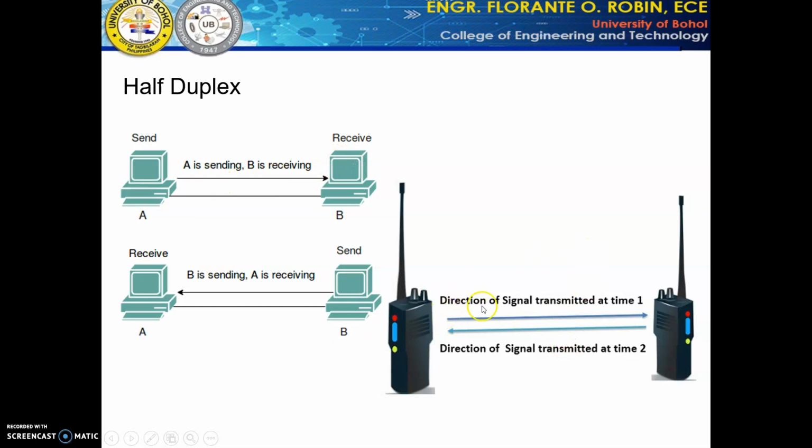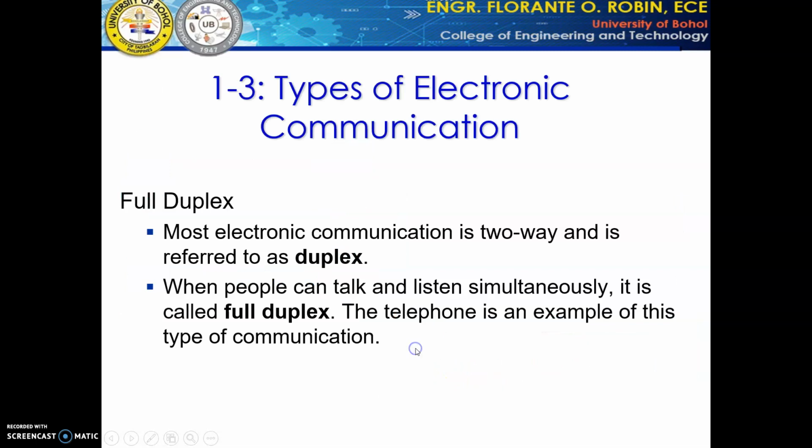So another is the walkie-talkie. So first direction of signal transmitted at time 1 is from this point to this point. And at time period 2, this one will be sending signal to this equipment. So full duplex. So full duplex is a two-way communication wherein the people can talk and listen simultaneously. So it is still a two-way communication, but both the transmitter and receiver can communicate simultaneously. So example here is a telephone wherein when the transmitter talks, the receiver can also talk.